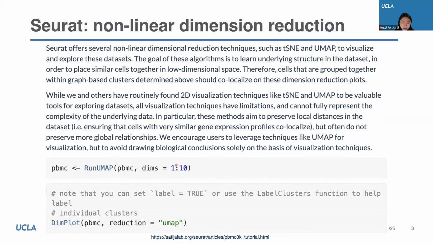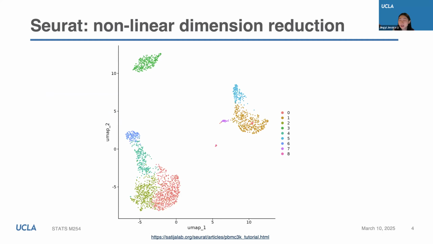And here, the dimensions 1 to 10 means the number of PCs you use as input into UMAP. This means that you are going to use 10 PCs. And once you run the UMAP, then you can plot this dimension plot. Essentially, it will give you something like this. So you will see the 2 dimensions UMAP provides, and in particular, here the colors are your cell cluster labels.